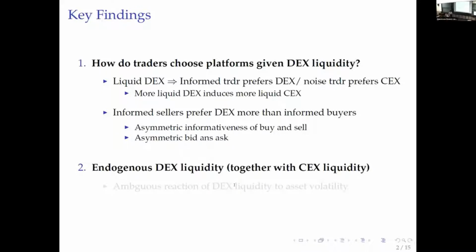And in the second part, we endogenize DX liquidity. Okay, so in the equilibrium, DX liquidity and CX liquidity will be jointly determined, and we conduct some numerical and also comparative statics. And I guess the one interesting result here is that we find that DX liquidity exhibits ambiguous reactions to the asset volatility. And this is kind of new because all existing papers argue that DX liquidity always negatively reacts to the asset volatility. In our model, it depends on the parameter values. Of course, we have some parameter regions where DX liquidity negatively reacts, while in some other parameter regions, DX liquidity supply increases due to the asset volatility.